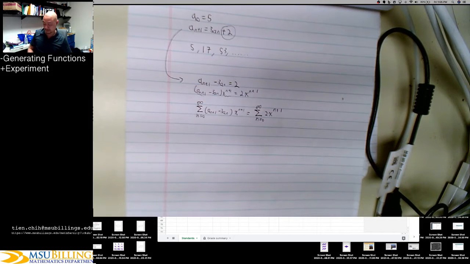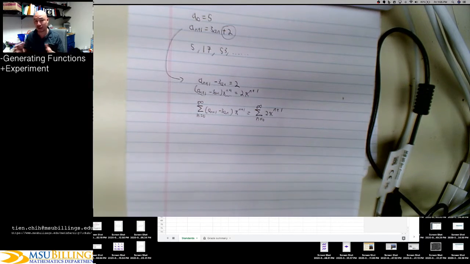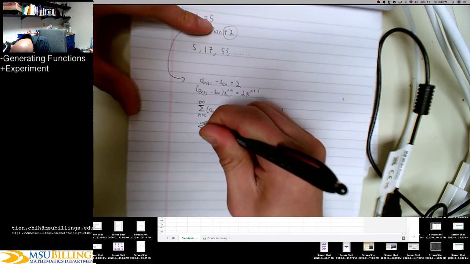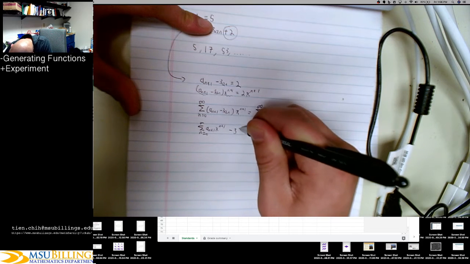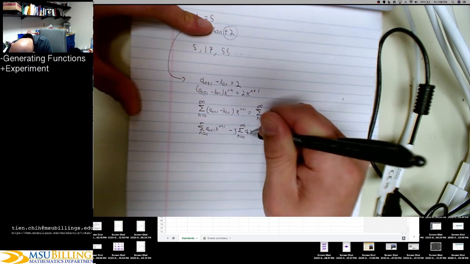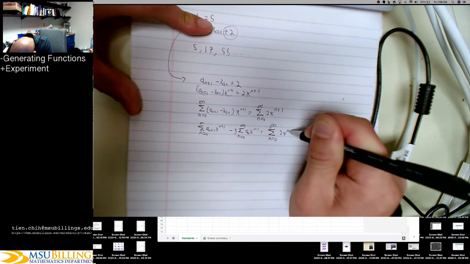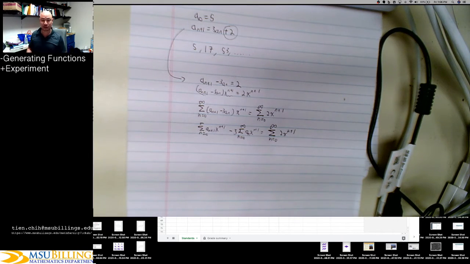And so this is where things get a little strange with the algebra, but just bear with me. The first thing we want to do is take advantage of the distributivity of sums and group things separately, right? So we have a sum from n equals 0 to infinity a sub n plus 1 x to the n plus 1 minus 3 times the sum from n equals 0 to infinity a sub n x to the n plus 1, and that's still equal to our sum n equals 0 to infinity 2x to the n plus 1, right? All we've done here is redistribute the sum.